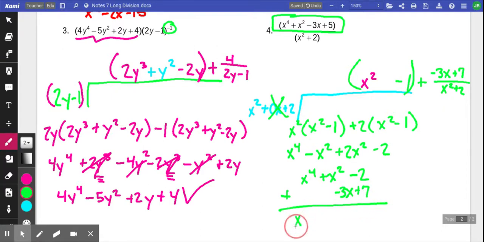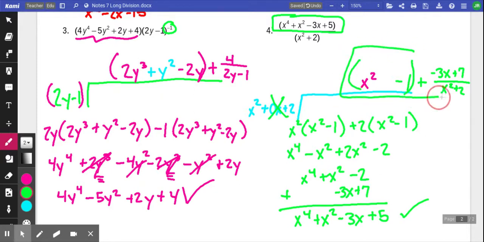So this is going to give me x to the fourth. I'm going to bring down my positive x squared, and then I'm going to bump in my minus 3x, and then negative 2 plus 7 is going to give me positive 5. And now this matches, which means that this answer that I had before was correct. So that's how you can always double check your work with long division and make sure that you got it right before you even submit a quiz, submit a homework assignment, or anything like that. The opposite of dividing is multiplying, so check your work with multiplication.